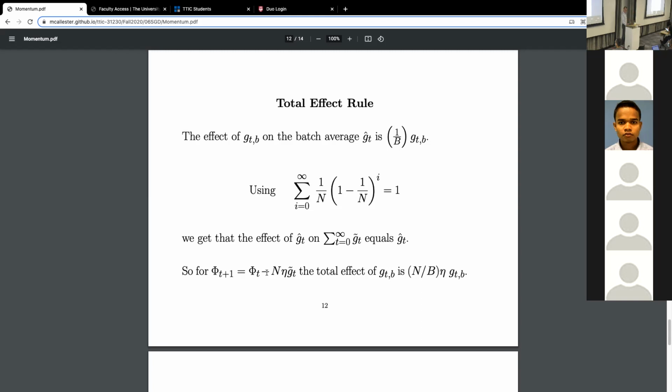But the update equation you get multiplies by n. Right? So what you really need to do to get this to be the same temperature is to divide by n.